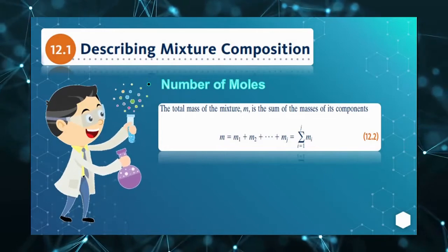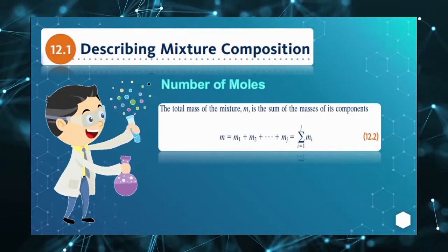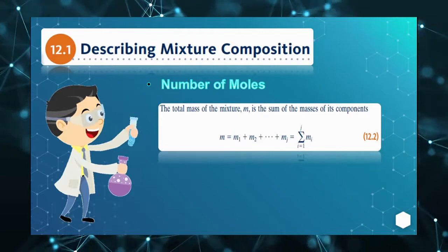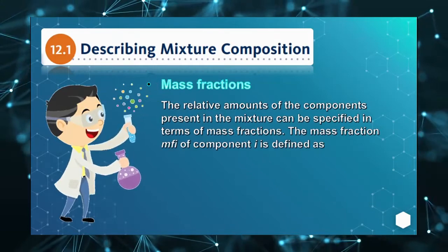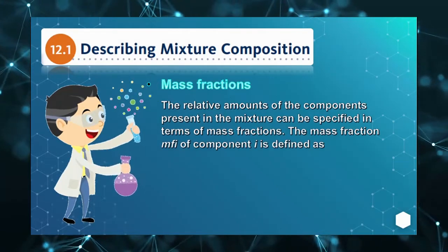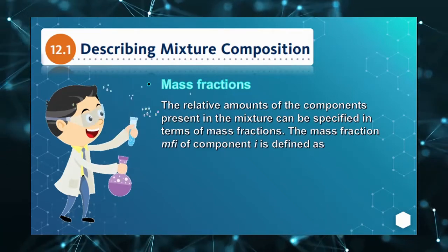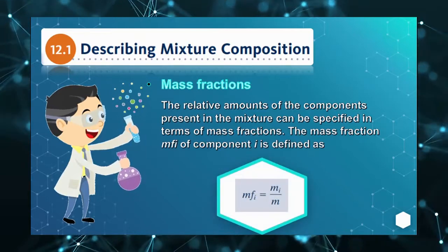Moreover, the total mass of mixture, m, is the sum of masses of its components, as shown in equation 12.2. On the other hand, mass fractions. The relative amounts of components present in the mixture can be specified in terms of mass fractions. The mass fraction, mf_i, of component i is defined as this.